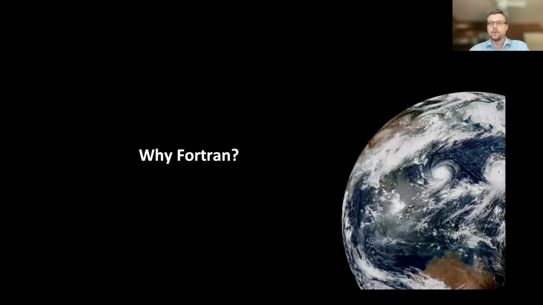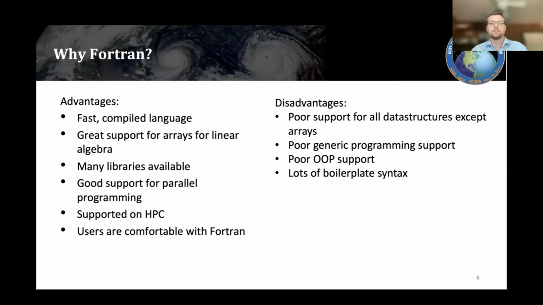Then going on, why was Fortran chosen here? There are a number of advantages and disadvantages to this choice. Going to the advantages first, it's a fast, compiled language, and it has great support for arrays for linear algebra. In my personal experience, Fortran is among the best languages to compute anything that has to do with vectors and matrices. There are many legacy libraries available, and also current libraries in development for Fortran, due to its long development history. And it has good support for parallel programming, not only with OpenMP and MPI, but also the new co-array features and things like OpenACC for accelerators.